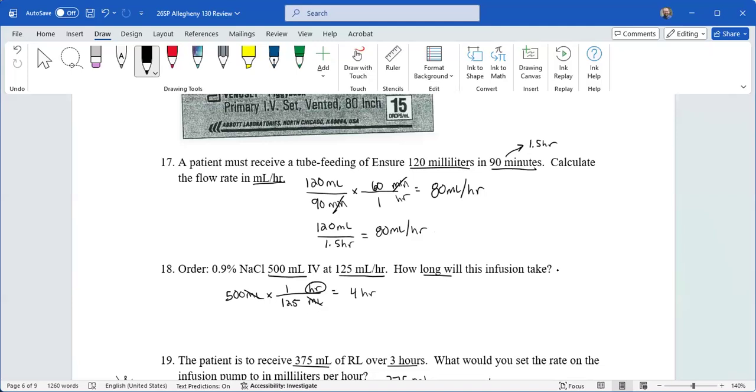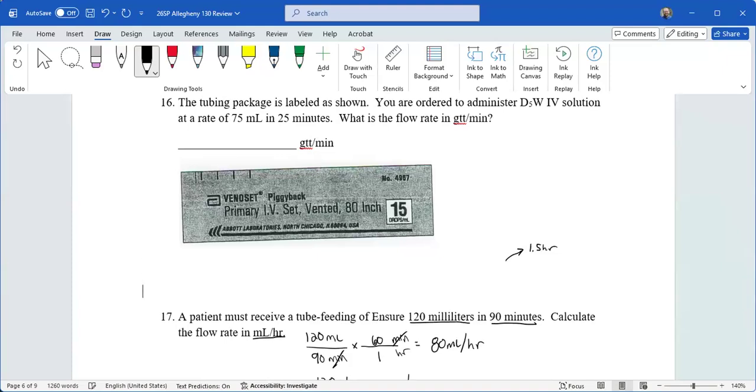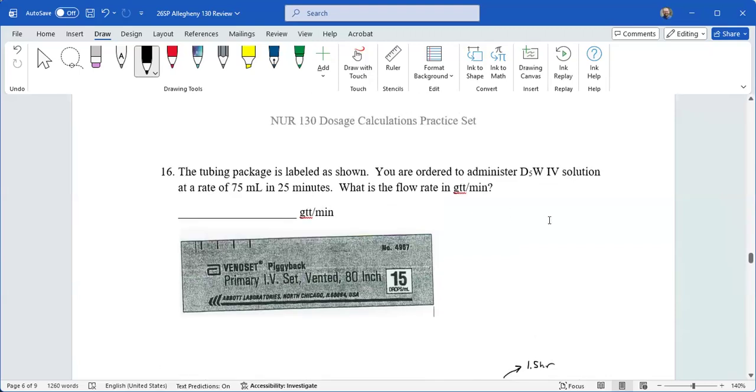All right. The next type of infusion type question is going to be doing what's called drop rate. Okay. So with drop rate, we have another kind of strategy to follow, and it's going to look like this. In order to calculate drop rate, you need two pieces of information.